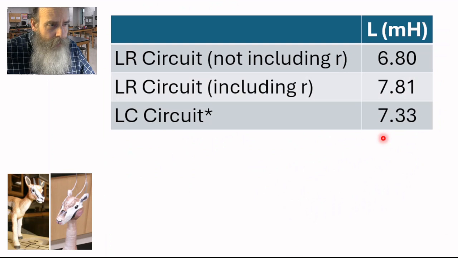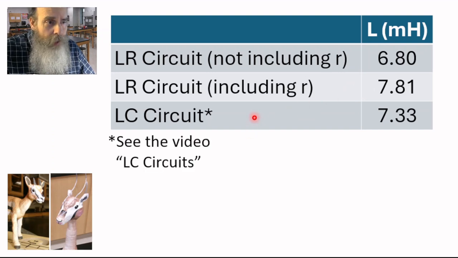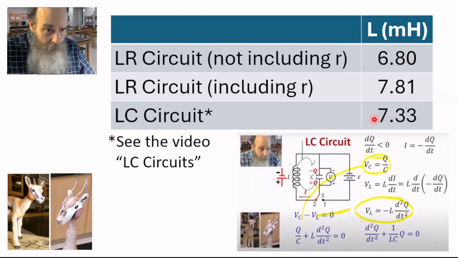Here's a summary of what we measured for the inductance. For the LR circuit, not including r, we had 6.80 millihenries. For the LR circuit, including r, we had 7.81 millihenries. And for the LC circuit, which is in the video LC circuits, we had 7.33 millihenries. These are all for the same solenoid. And I encourage you to watch the video LC circuits.